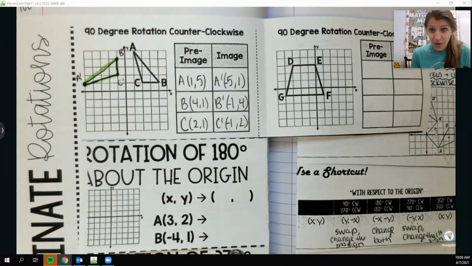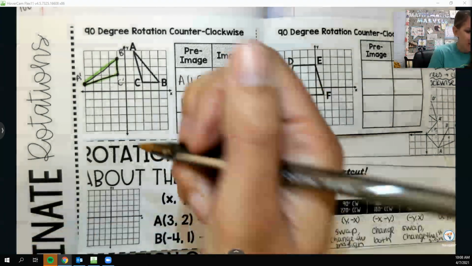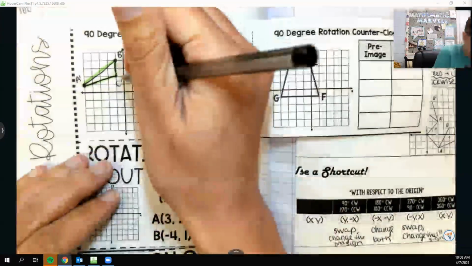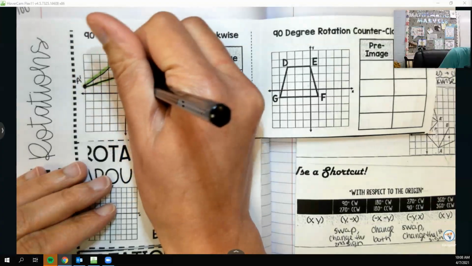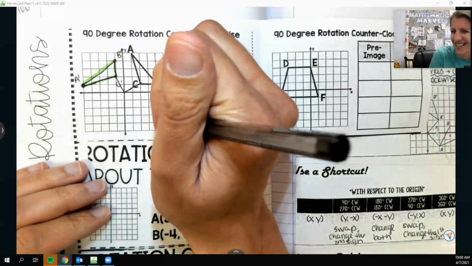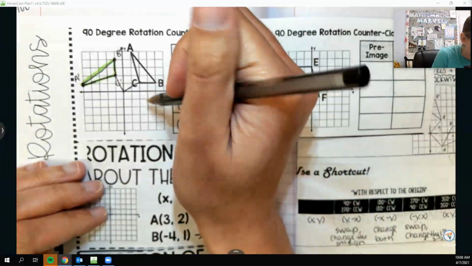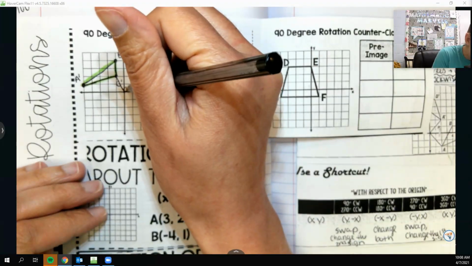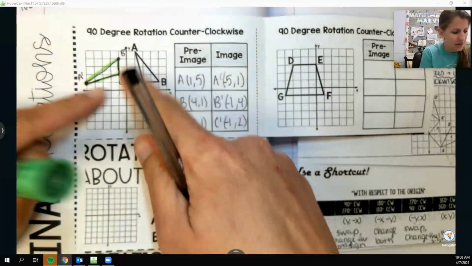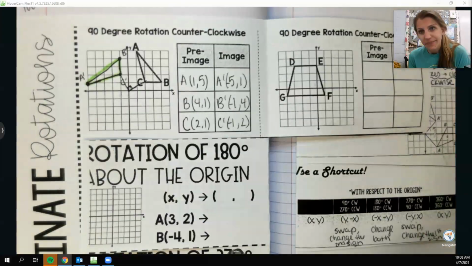And then again, another way that I showed you to feel good about what you've done is you could connect each image to its pre-image point, or rather to the origin, to see if it's 90. I can also just do it on one, maybe the one that I feel the most sus about. When I do connect them, it should make a 90-degree angle, and it does. If you did it for B or for A, it would too. So that's another way to feel good about what you've done.